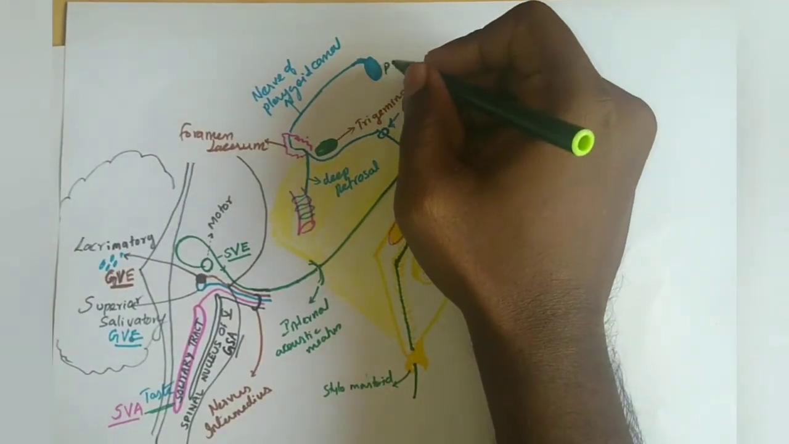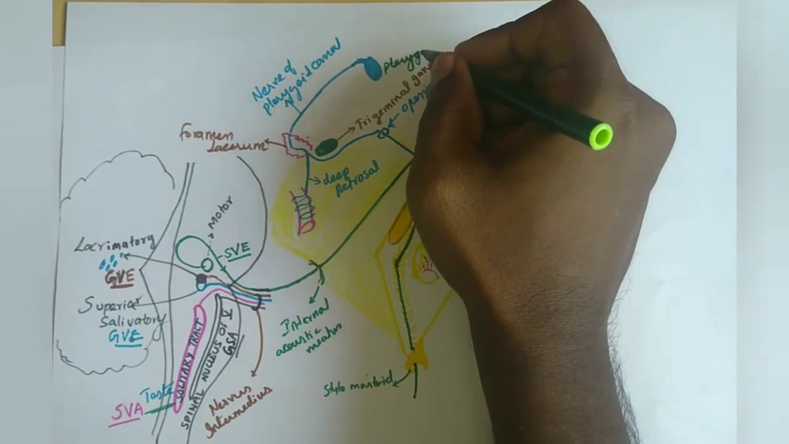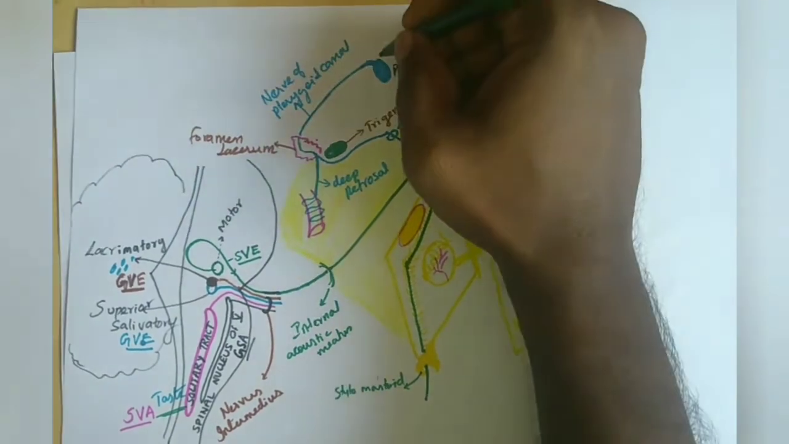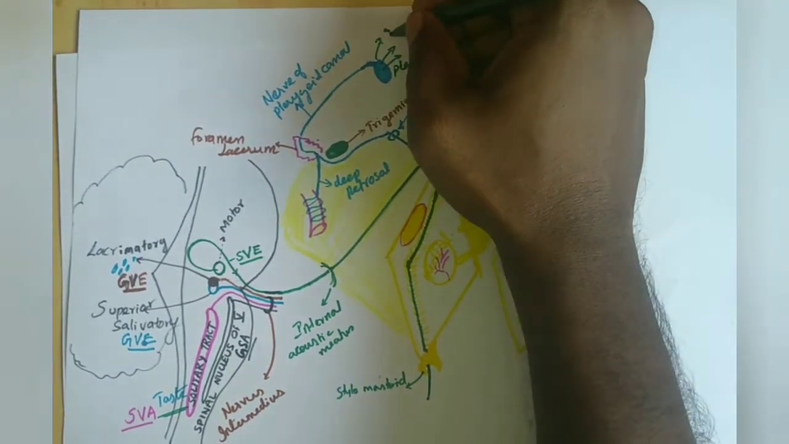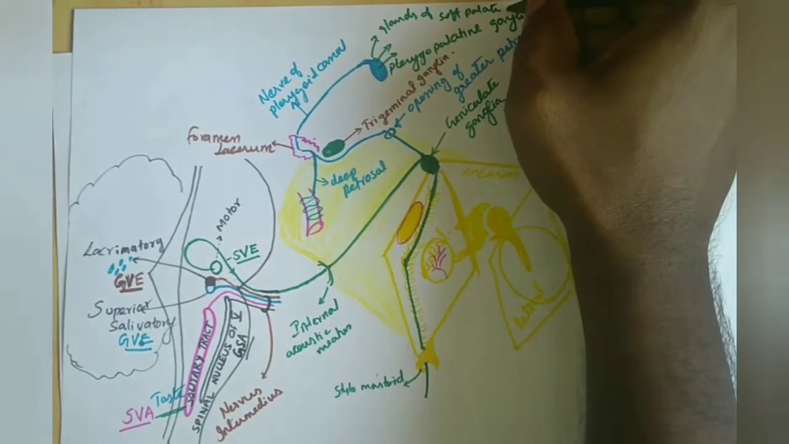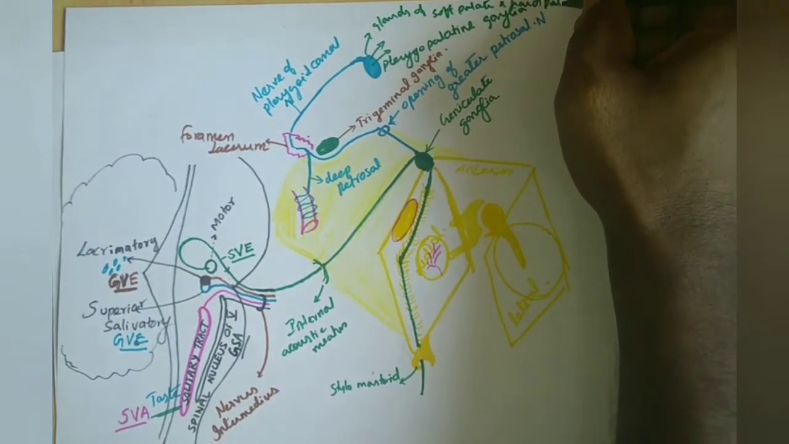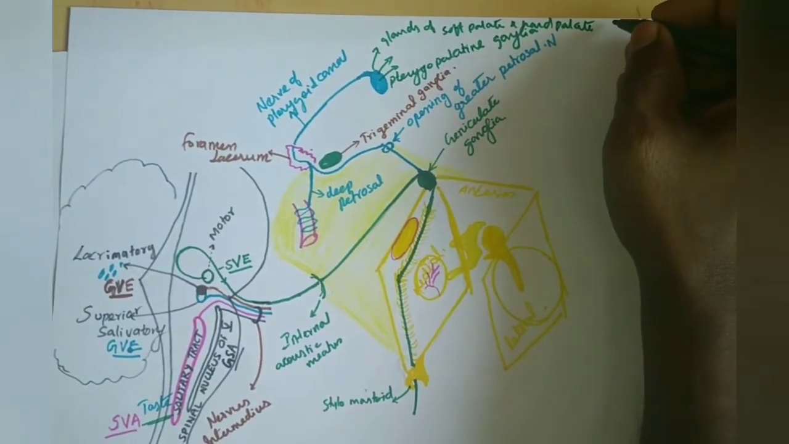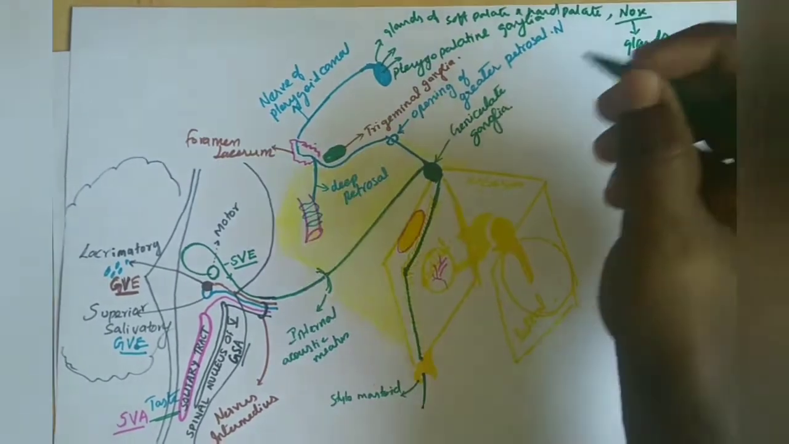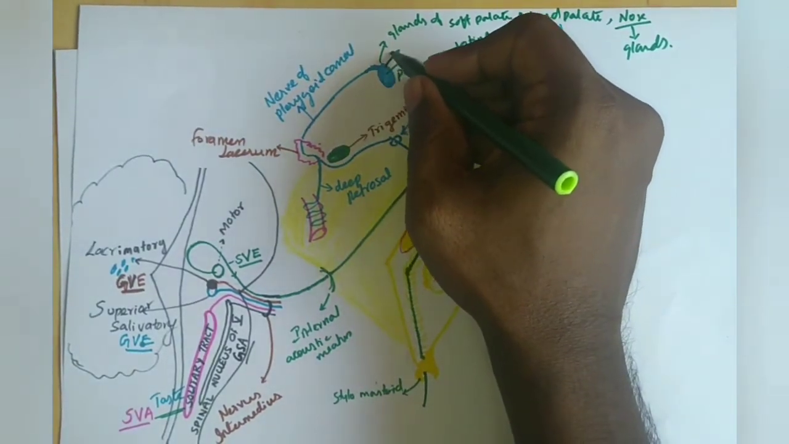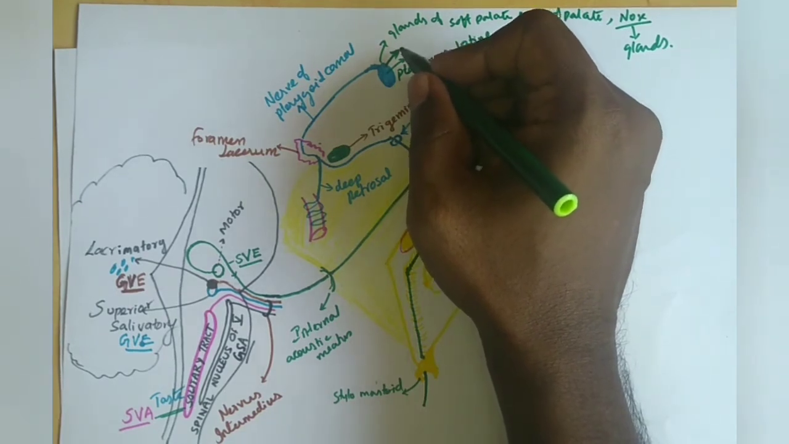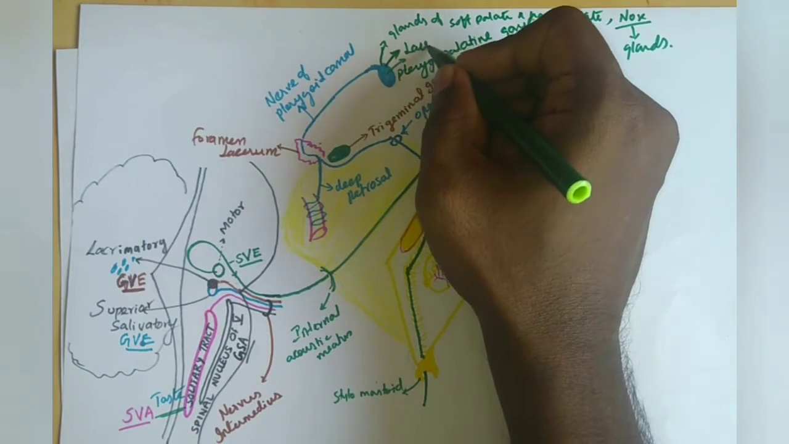So this is the pterygopalatine ganglion. From there it supplies the glands of the soft palate and hard palate, and also the nasal glands. It also carries the fibers to the lacrimal gland, so it is involved in carrying the secretomotor fibers to the lacrimal gland.